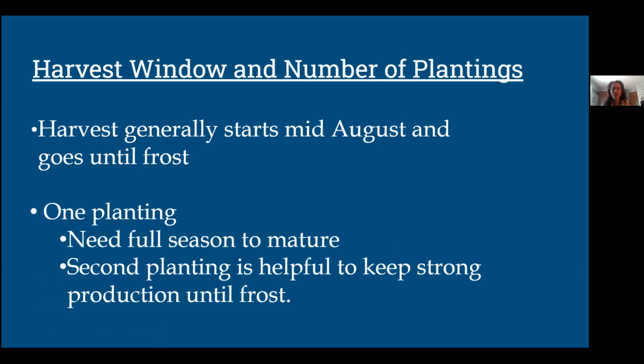And then the harvest window and number of plantings. The harvest will generally start mid-August, and then it will go until the frost. So they're a little bit more late season maturity. You'll just need to do one planting, and they need the full season to mature. It can be helpful to do a second planting to keep the strong production until the frost.